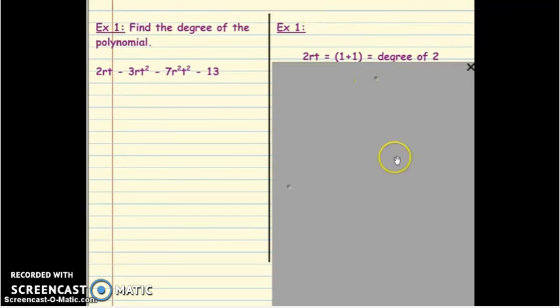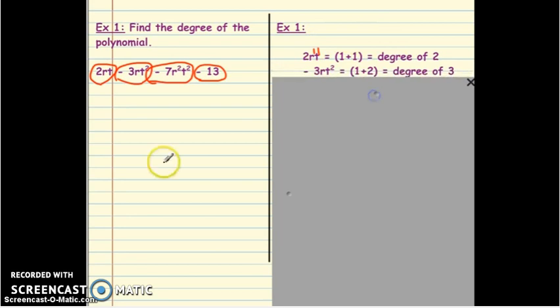What we want to do is take each of these monomials separately, and we're going to be finding their degree. So the first monomial is 2rt. Well, rt, we want to take a look at each of their exponents, and they're not written, but we know that they each have an exponent of 1, and what we're going to do is add up their exponents. So 1 plus 1 is 2. Therefore, 2rt has a degree of 2.